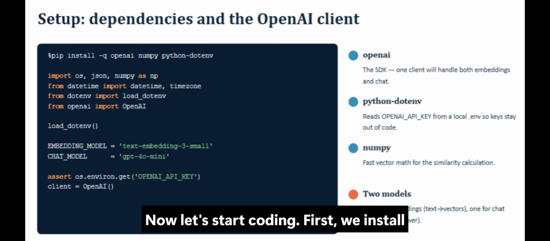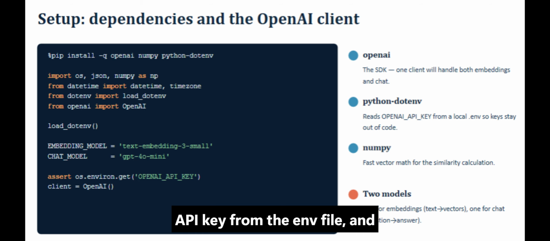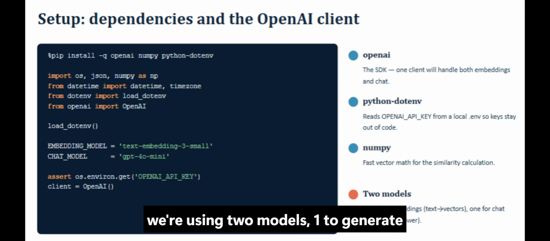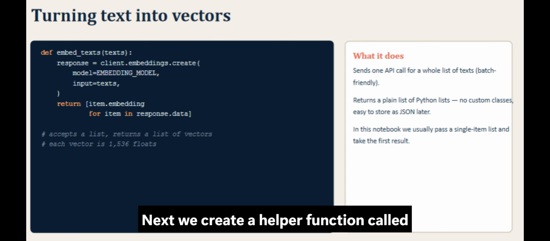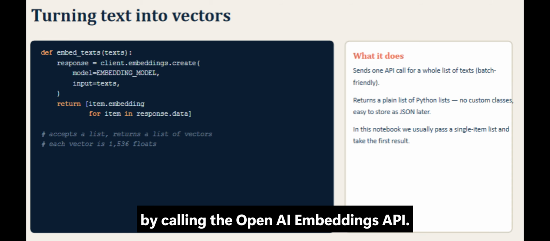Now, let's start coding. First, we install the required libraries, load our OpenAI API key from the .env file, and initialize the OpenAI client. Notice we're using two models, one to generate embeddings and another to generate chat responses. Next, we create a helper function called embedTexts, which converts text into embeddings by calling the OpenAI Embeddings API.